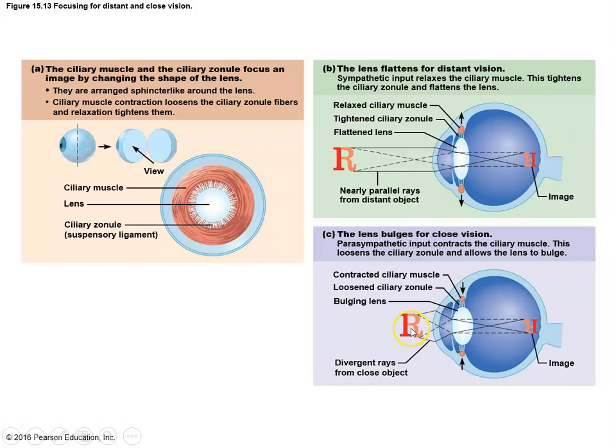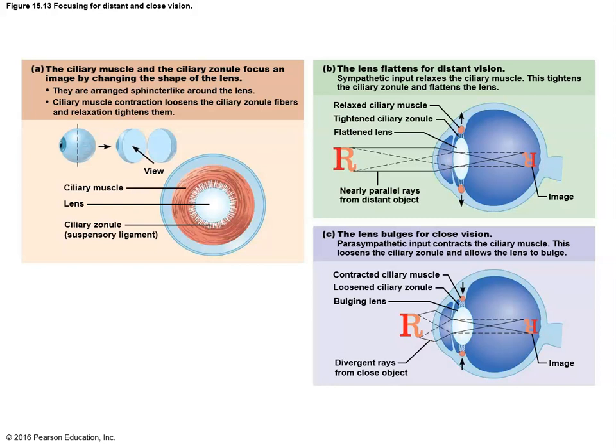If something is closer to you, you don't need as much focusing, so the ciliary muscle will actually contract, which relaxes the suspensory ligament and allows the lens to bulge or to become more round in shape. And that then focuses the light a little bit differently, and hopefully again ends up focusing directly on the retina. So really, focusing of light coming in is done by adjusting the shape of the lens.